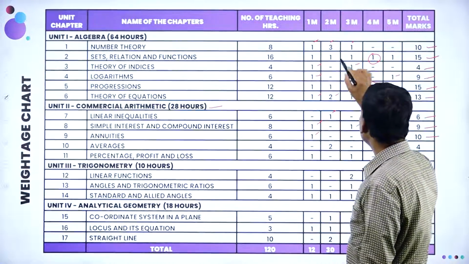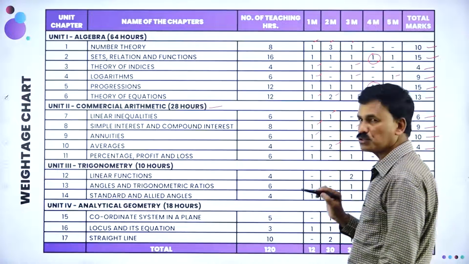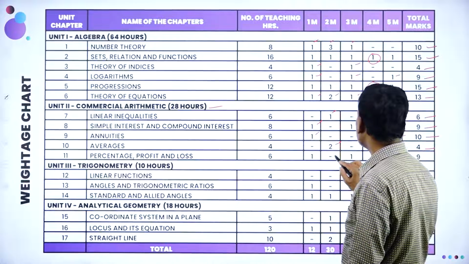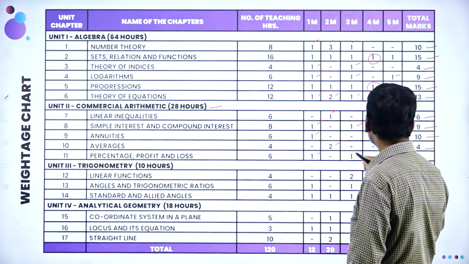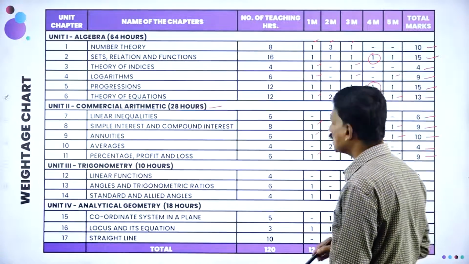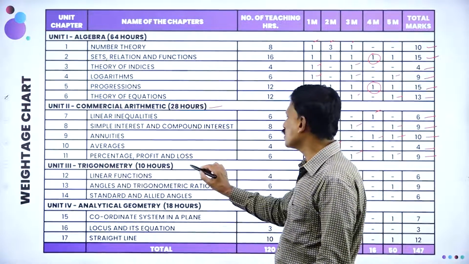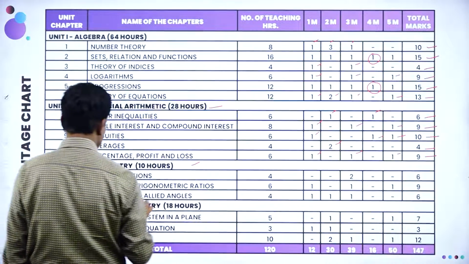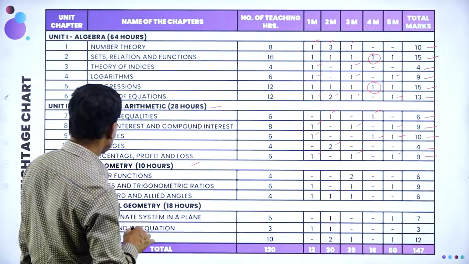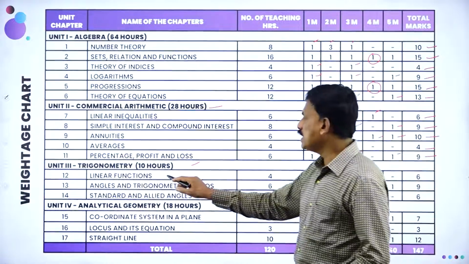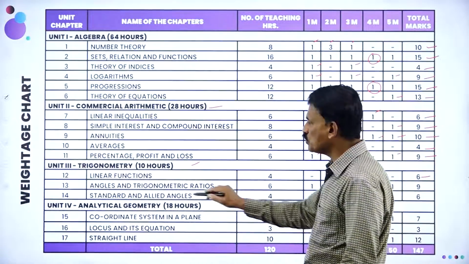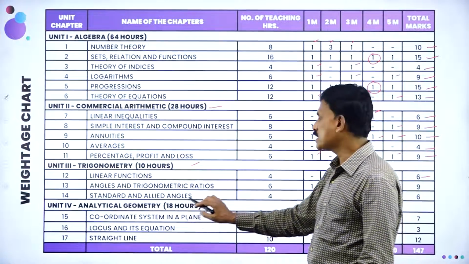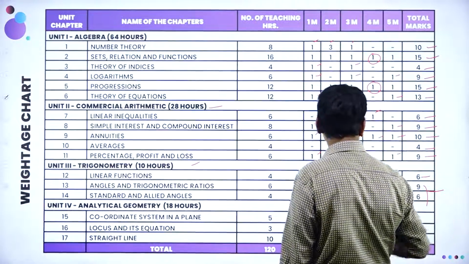Whereas for averages, we will have only 2 marks 2 questions, no 1 mark, nothing else. And for the last chapter, profit, percentage and loss, you will have 1 mark question, 1 3 marks question and 1 5 marks question, totally 9 marks. Now coming over to the third unit, trigonometry. In trigonometry, there are 3 chapters: linear functions, angles and their ratios, and the standard angles. For linear functions, we will have 6 marks, whereas for trigonometry proper, there are 2 chapters, angles and trigonometrical ratios and standard angles. For this we will have 15 marks, 9 plus 6.